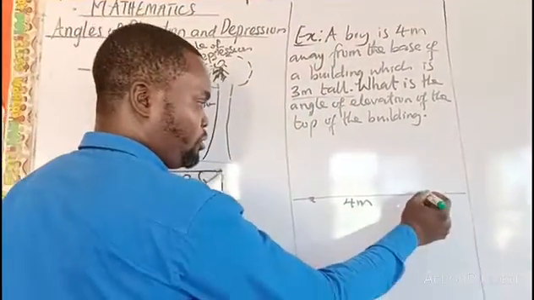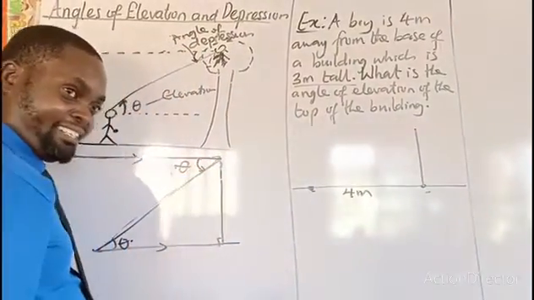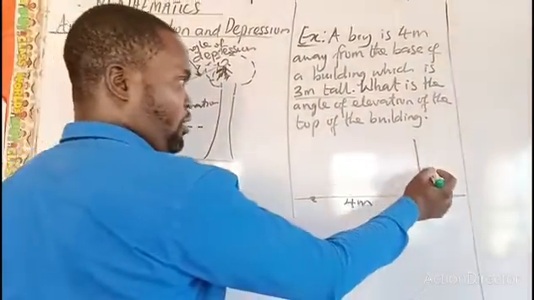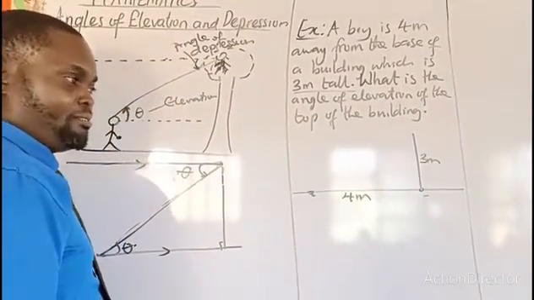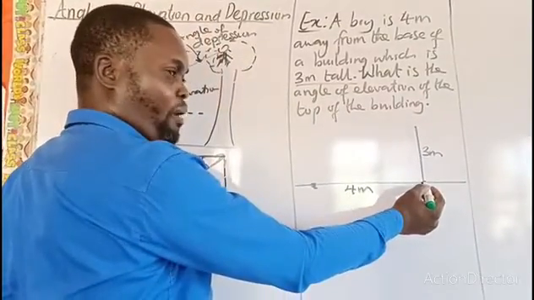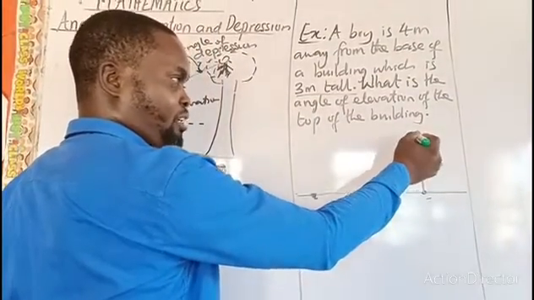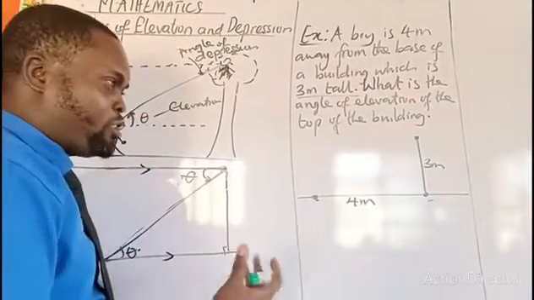Yes. So what are we going to do? We represent it with what? Line. Are you getting that now? The building is what? 3 meters. Here's the base of the building. Yeah. Here's the top of the building. That also. Did I say that what? What's the angle of elevation? Who is the person doing the elevation?